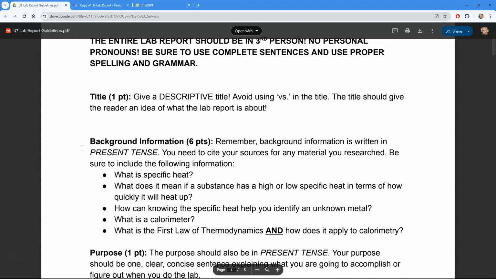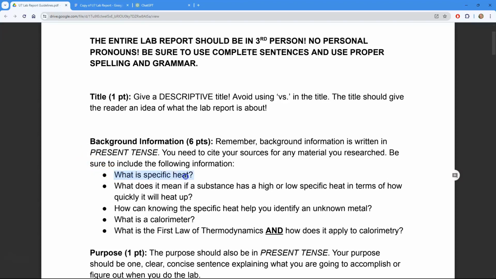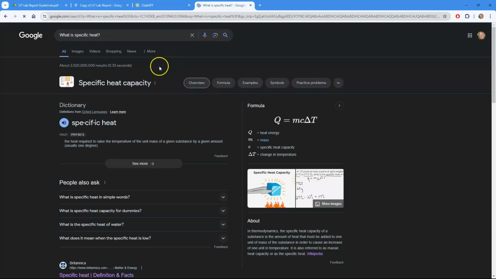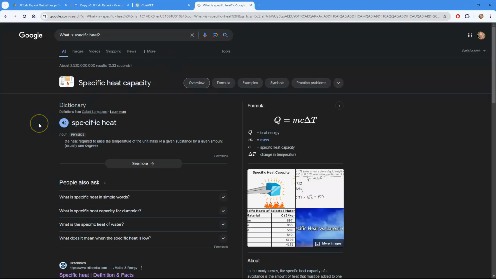Now for each one of these questions, you're going to need to look up some information from the internet. If you ask ChatGPT or another AI to write your background section, it's not going to be correct. It's going to be too wordy. There won't be citations. So you're going to need to do some research on your own. So let's take the first question here and let's open up Google and let's find the definition for specific heat.